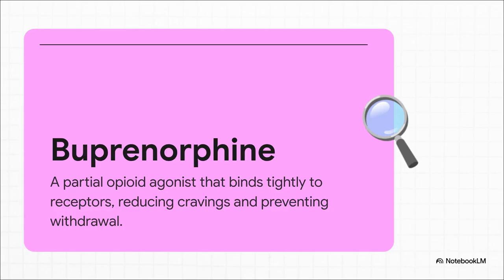Think of opioid receptors in your brain like little locks. Opioids are the keys. Now, buprenorphine is like this special key that fits into the lock perfectly, and it holds on tight, blocking any other keys from getting in. But here's the trick. It only turns the lock part way. And that's the magic. It's just enough to stop cravings and withdrawal, but not enough to give you that same intense high.